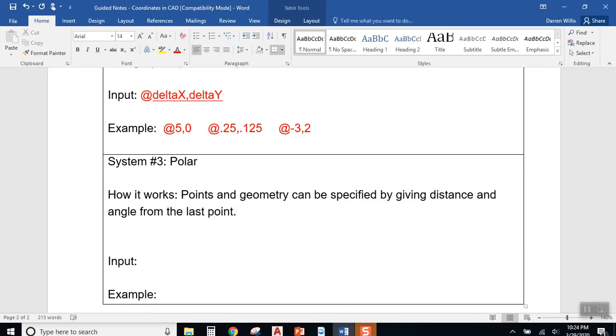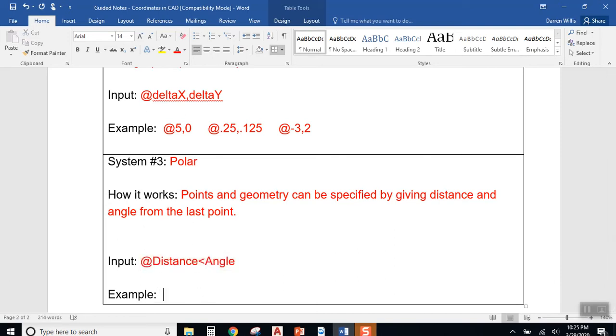Now, again, I don't care what you write down. You need to be able to explain this to a 10-year-old, okay? So think about what you just saw. Think about how you would explain what polar coordinates are and what they do. For input, we're talking at distance less than angle. All right, that's our format for inputting.